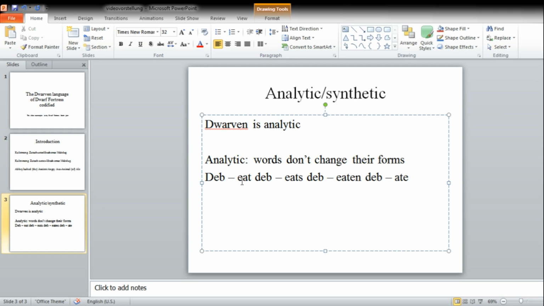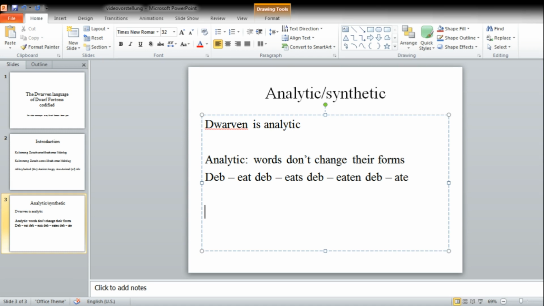But in English, you see the word changes depending on what it's supposed to mean. So eat, eats. Eats means it's third person, singular, present. So it's happening right now, and only one person is doing it, as opposed to ate, which is the past tense, and also ate does not show person. So that could be we ate, more than one person, or I ate, one person. So in that case, English is a mix of analytic and synthetic, which is what most languages are like.